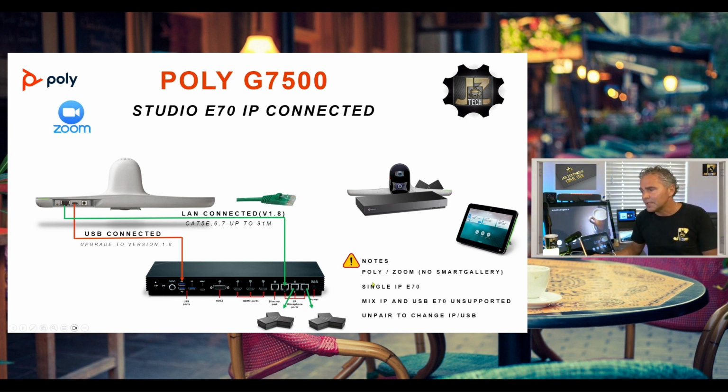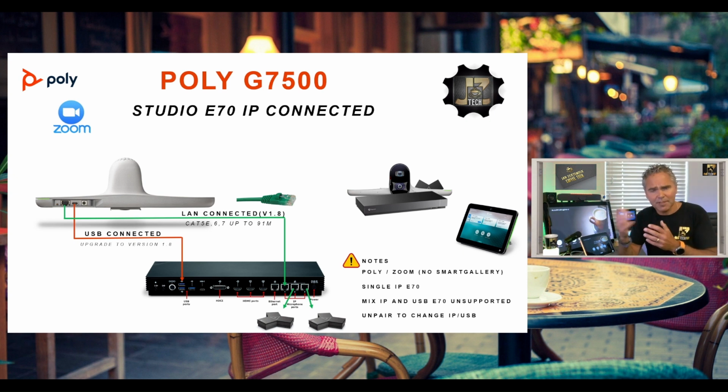Well, we got some limitations. So Poly and Zoom, no smart gallery. You got single IP, so you cannot connect multiple E70s today, at least with the 4.1. Mixed IP and USB is not supported, so it could work, but it's not supported today. And if you want to change from IP to USB, you need to unpair it.